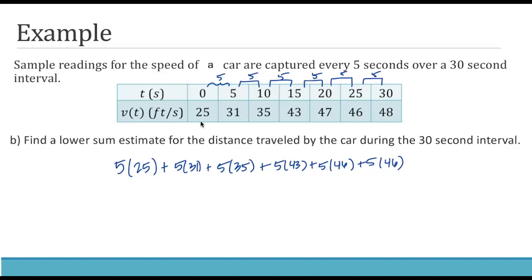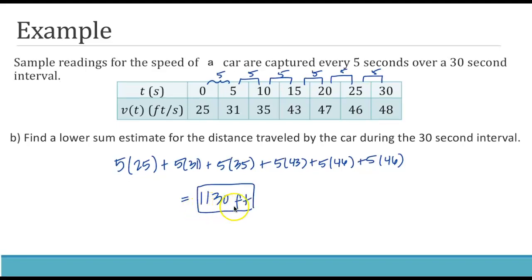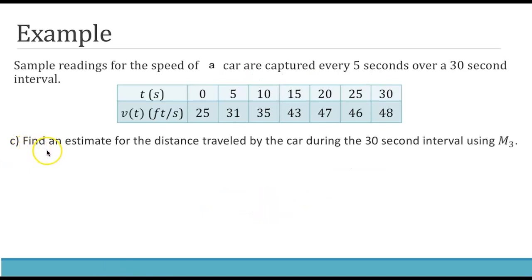And again, if I perform all of this multiplication and addition, I'm going to end up with 1,130 feet. Now in our last part, part C, find an estimate for the distance traveled by the car during the 30-second interval using M3. So I want to use midpoints and 3 rectangles.